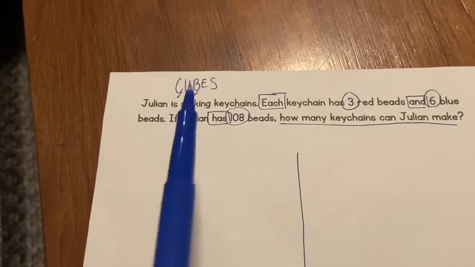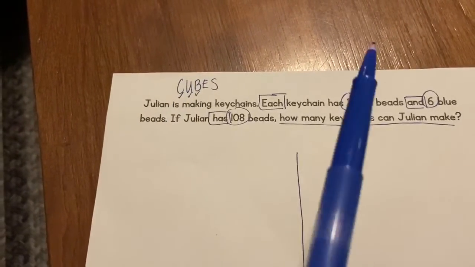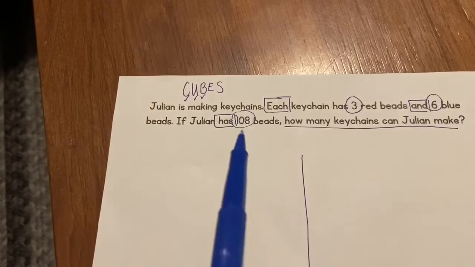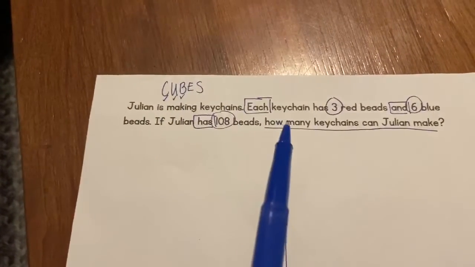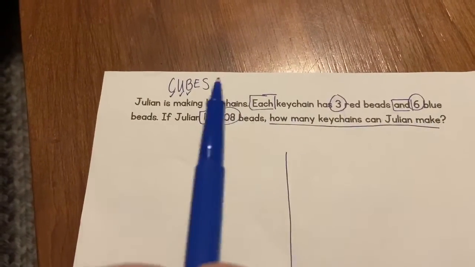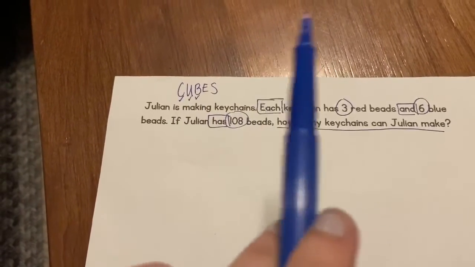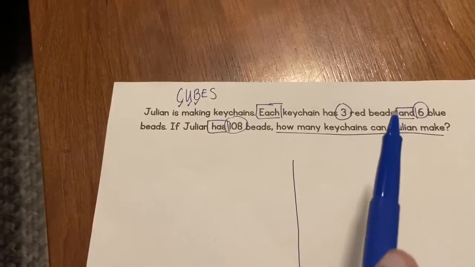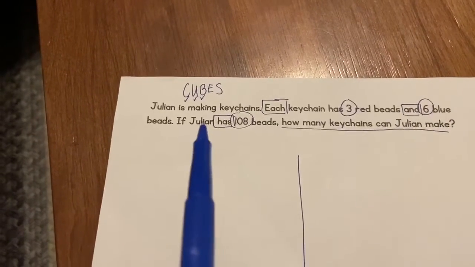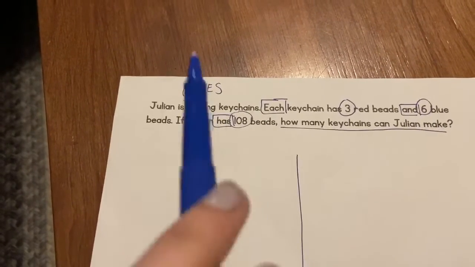So I went ahead, I put my cubes up and I circled my numbers. I have 3, 6, and 108. I went and underlined my question, how many keychains can Julian make? And then I boxed in my important words. I know that each keychain has 3 red and 6 blue, and that Julian has 108 beads to work with.